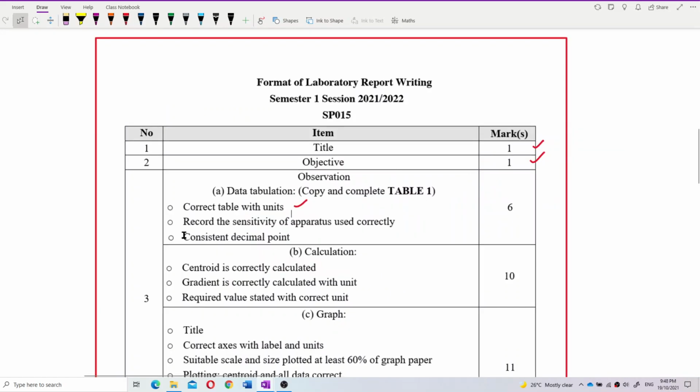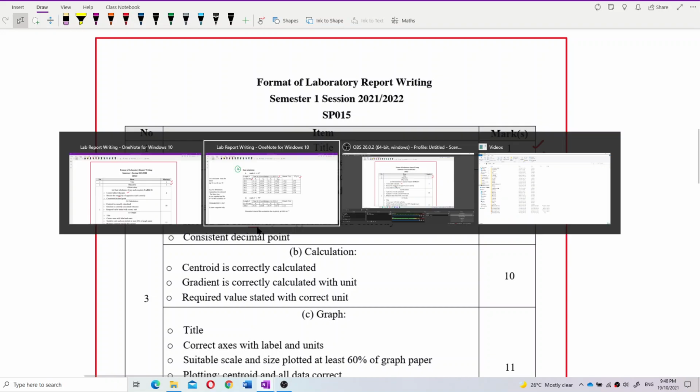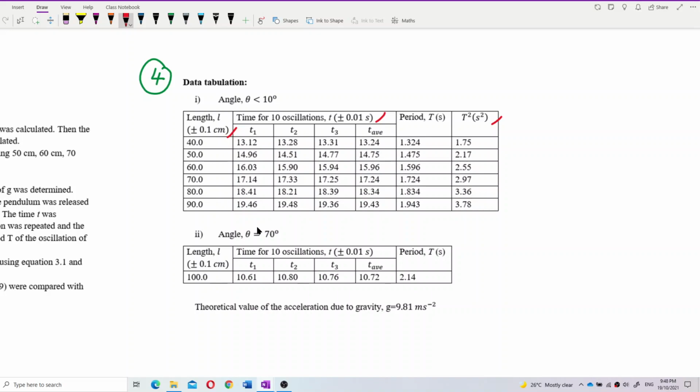And then you must record the sensitivity of the apparatus. So does it have the sensitivity, the plus minus? Yes, it has the plus minus. You see that? These are the sensitivity. Okay, good. You have the sensitivity.